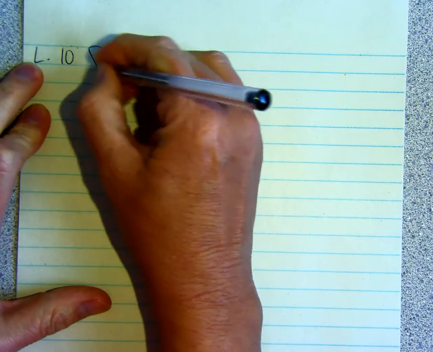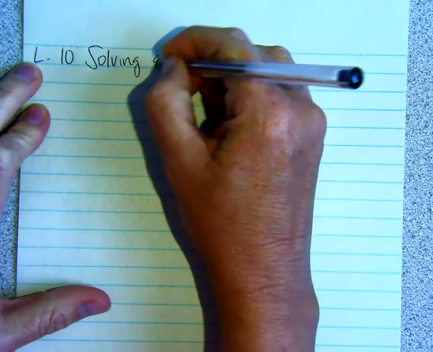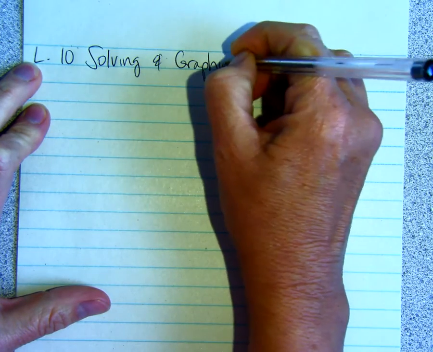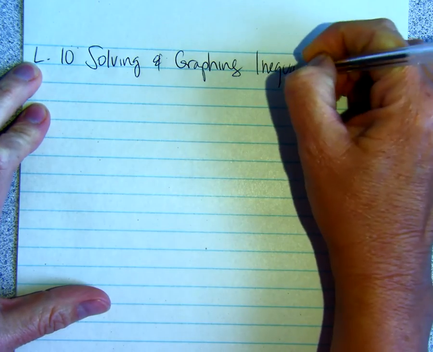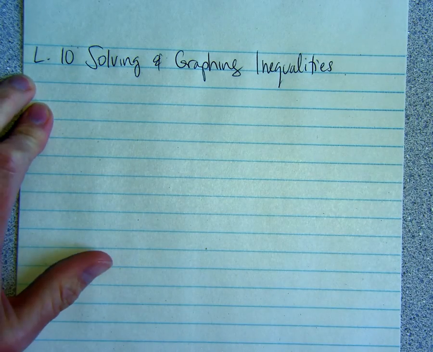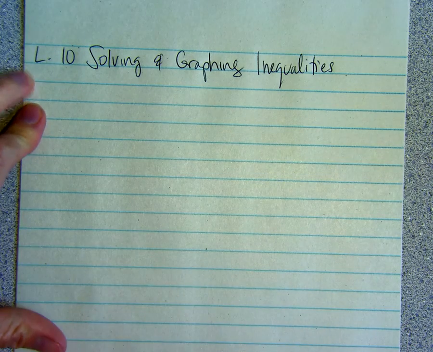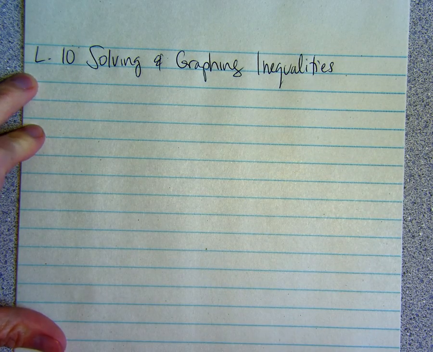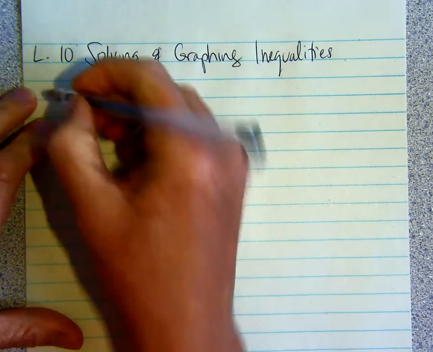Lesson 10, Solving and Graphing Inequalities. So compound inequalities is just two inequalities together. You're going to either use an "and," or you're going to use the word "or."